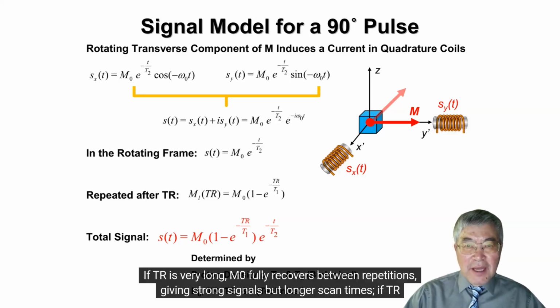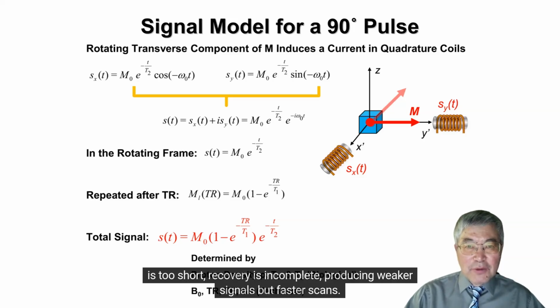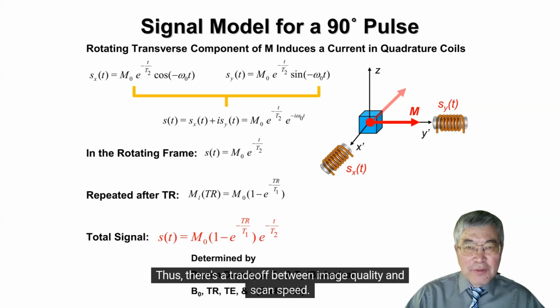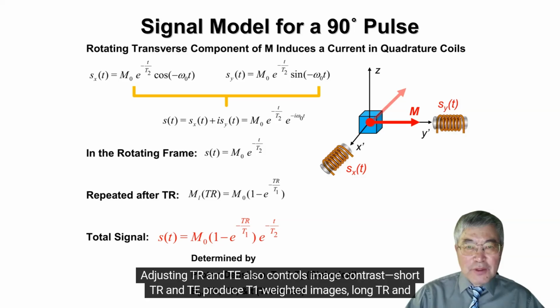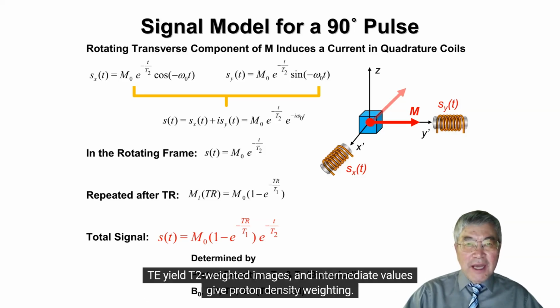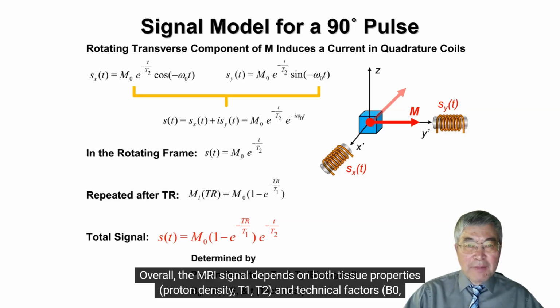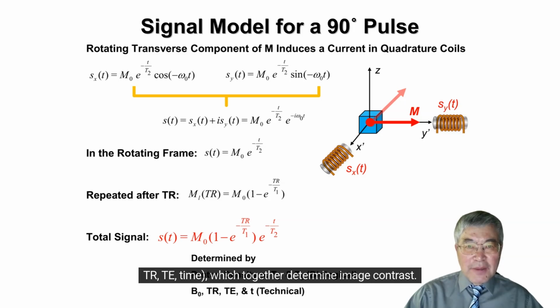If TR is very long, M0 fully recovers between repetitions, giving strong signals but longer scan times. If TR is too short, recovery is incomplete, producing weaker signals but faster scans. Thus, there's a trade-off between image quality and scan speed. Adjusting TR and TE also controls image contrast. Short TR and TE produce T1 weighted images, long TR and TE yield T2 weighted images, and intermediate values give proton density weighting. Overall, the MRI signal depends on both tissue properties, proton density, T1, T2, and technical factors, B0, TR, TE, which together determine image contrast.